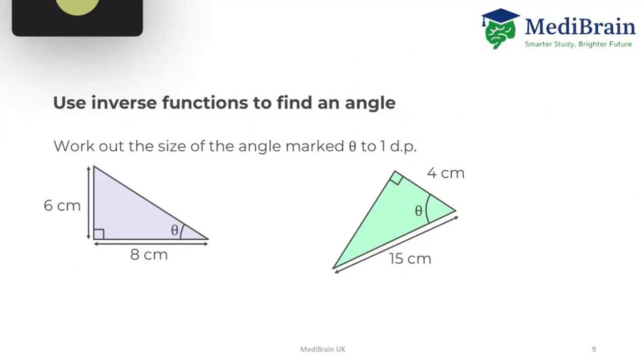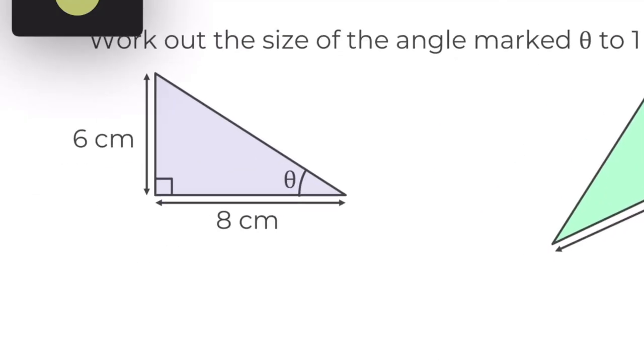Okay, now to finish off today's lesson, the last thing that we need to do is working out the angle. Sometimes you're not given the angle, okay? Sometimes you need to work out the angle. When you know that you need to work out the angle, you basically need to use the same concept, but this time you just need to use an inverse function. So I'm going to go through these examples and it's going to be the exact same concept.